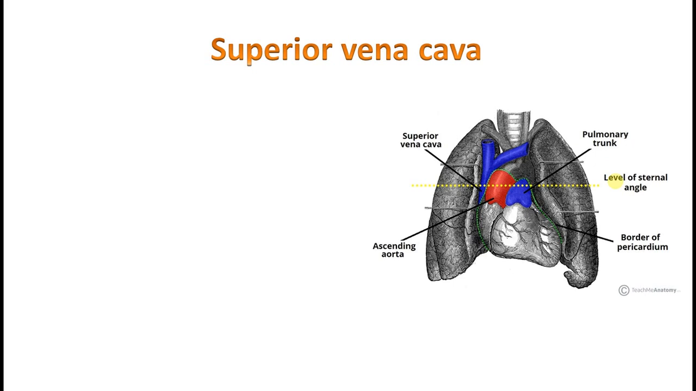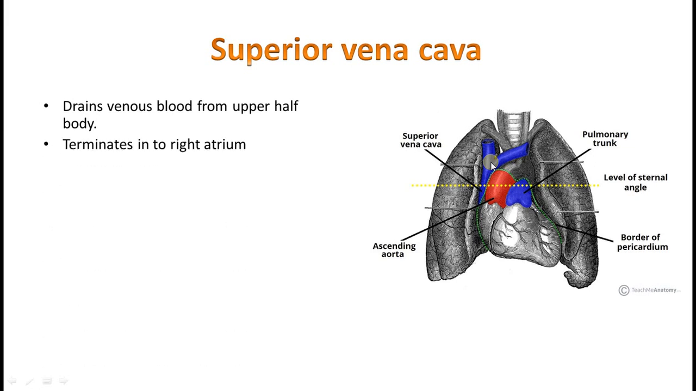So next, coming to the superior vena cava. It drains blood from the upper half of your body, okay, head, neck and the upper limb, and also from the thorax above the diaphragm. So all the venous blood above the diaphragm is drained by the superior vena cava. The superior vena cava terminates into your right atrium, and it is formed by the union of the right and left brachiocephalic veins.